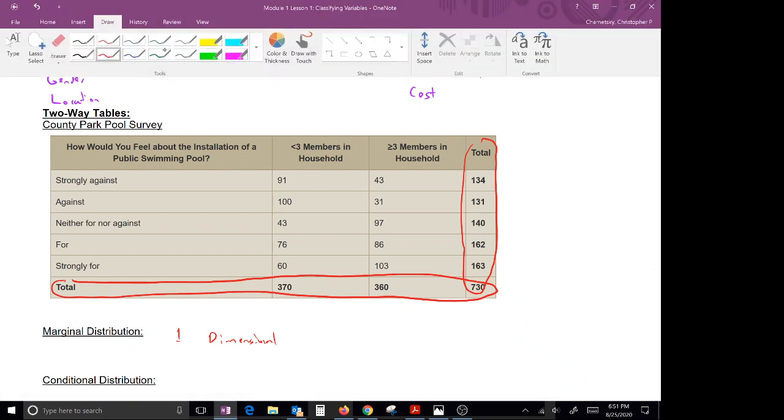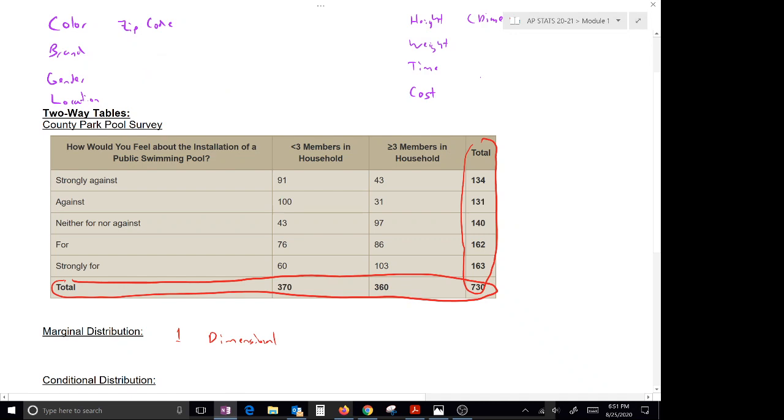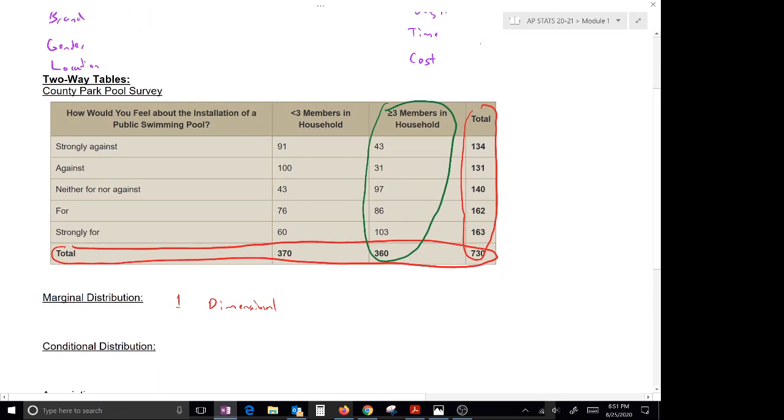A conditional distribution would be something that's in this column here. Now we have 2 dimensions. Not only are we looking at greater than 3 members in a household, but within that we are looking at how did that break down. So this is a more specific breakdown, a more specific distribution. That's why we call it a conditional. And both these things can give us information.